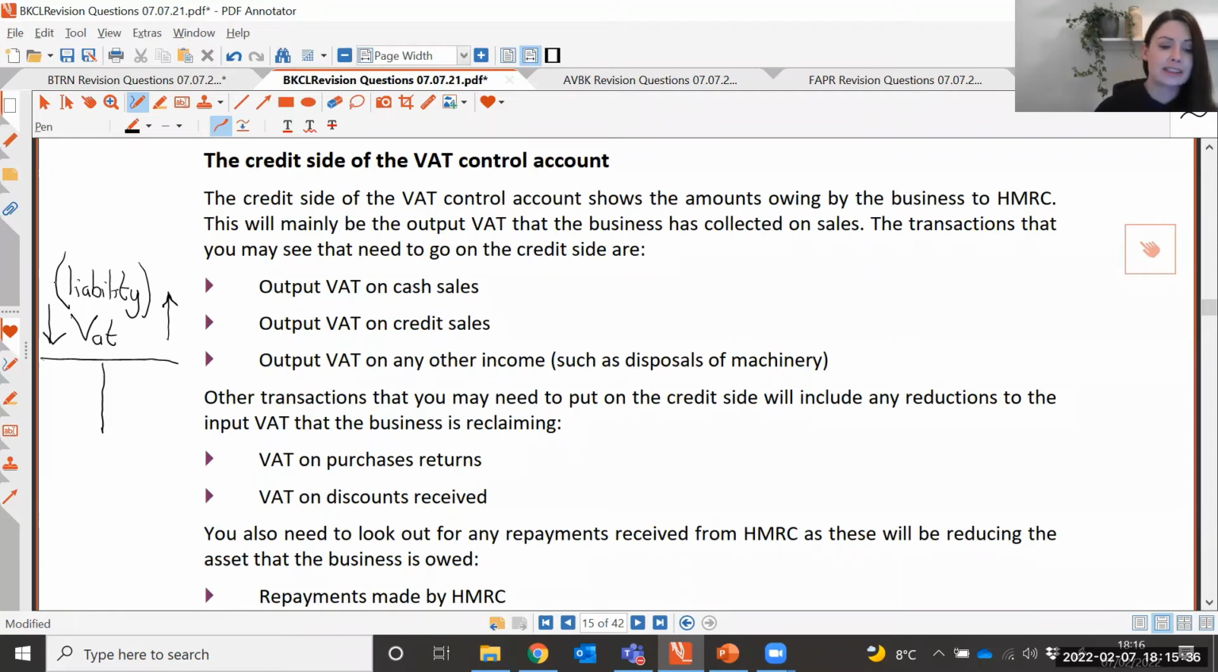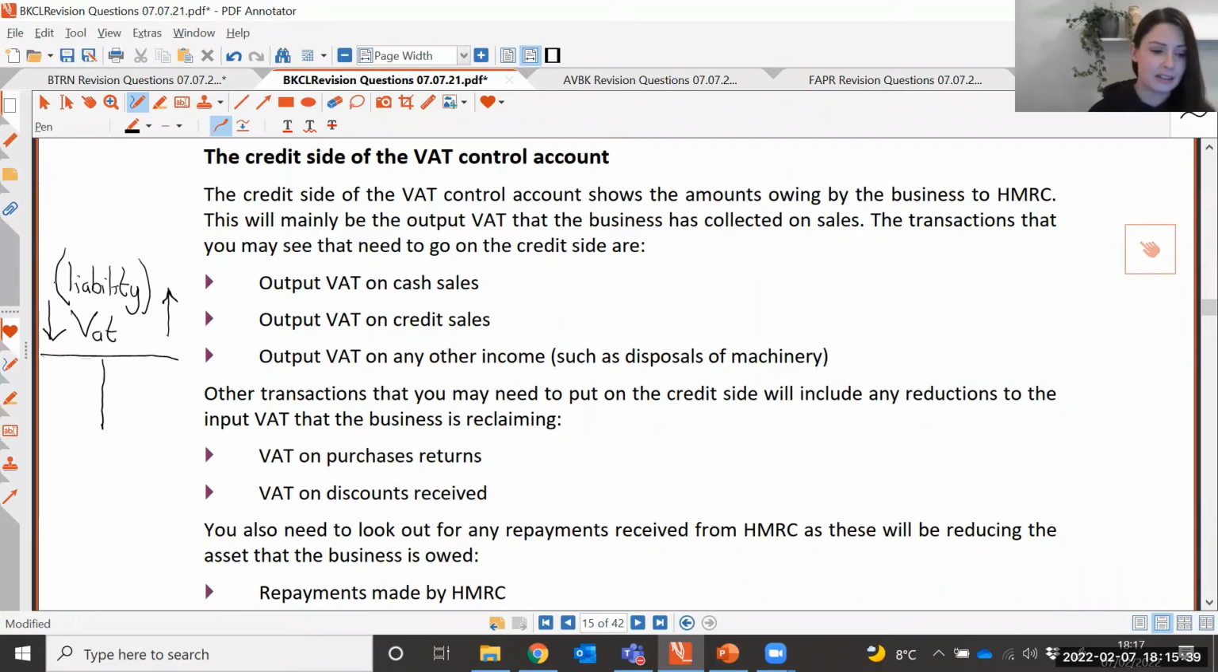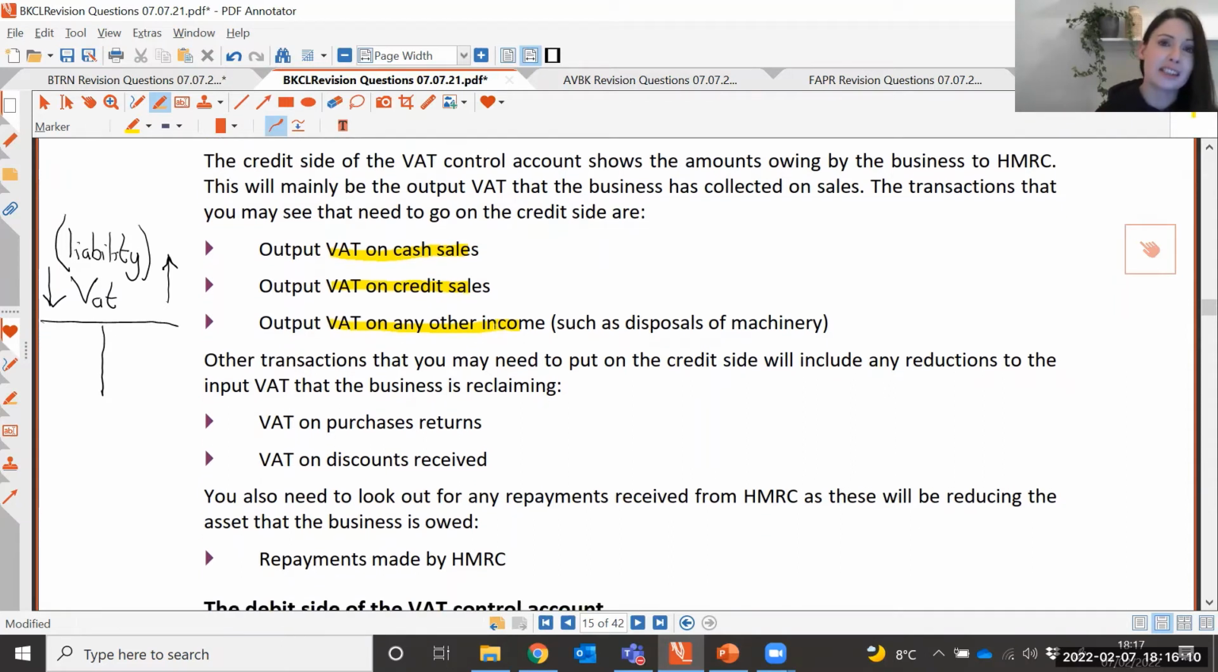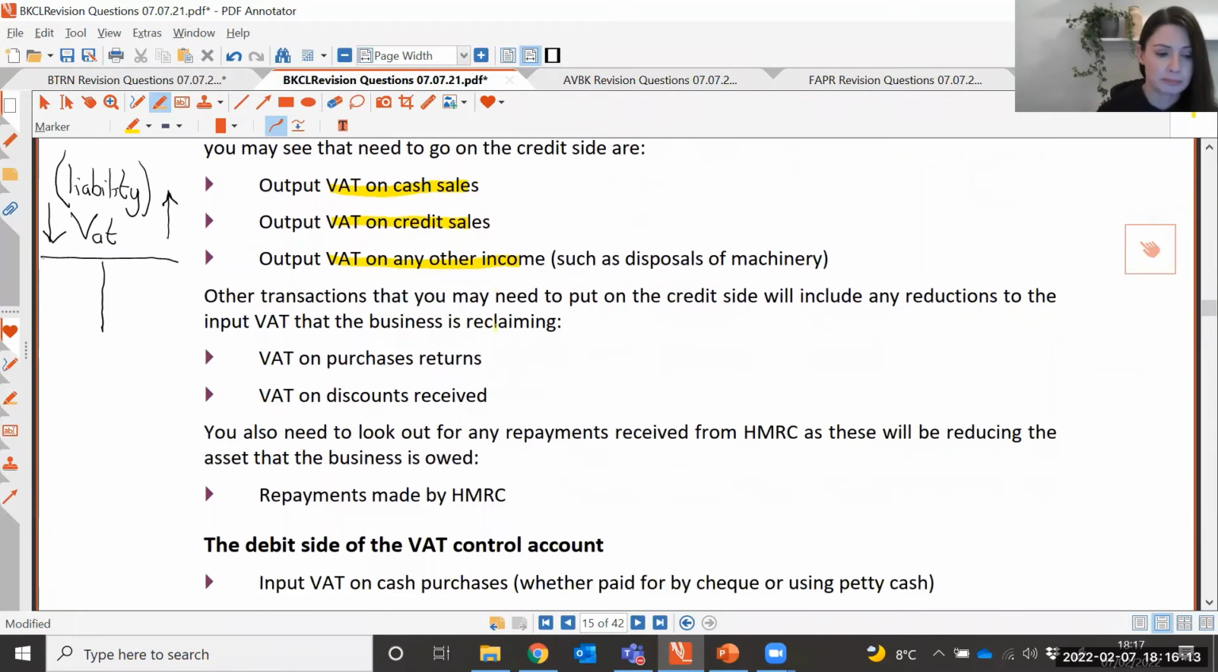So the transactions that we may see on the credit side of the VAT control account are things like VAT on cash sales, the VAT on credit sales, and any VAT on any other type of income. So remember, the business only actually keeps the net value of the sale. The VAT needs to be paid over to HMRC. So we owe that amount to HMRC, so it becomes a liability. So they're entered onto the credit side of the account.